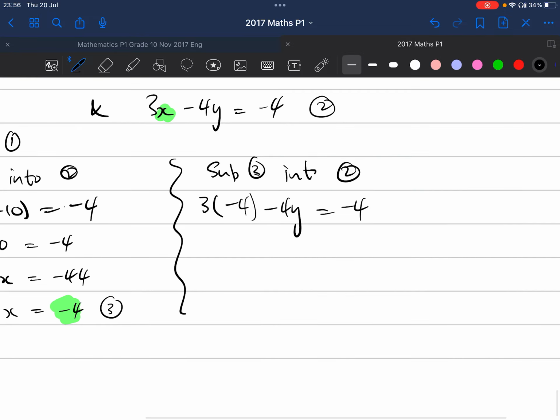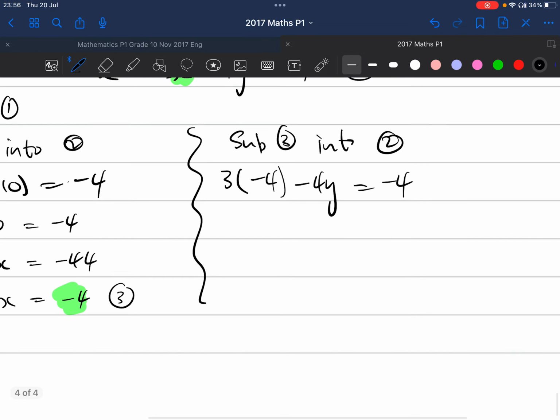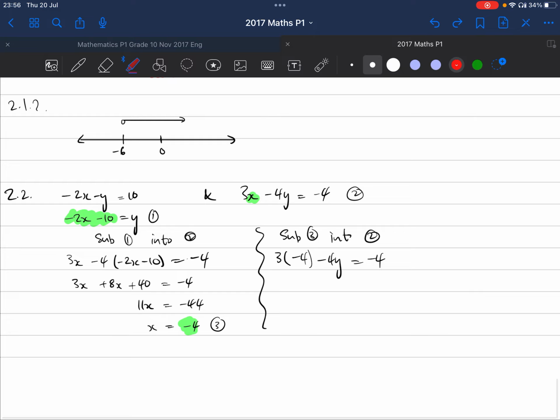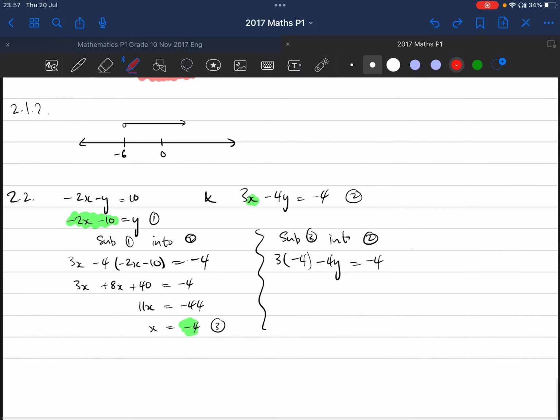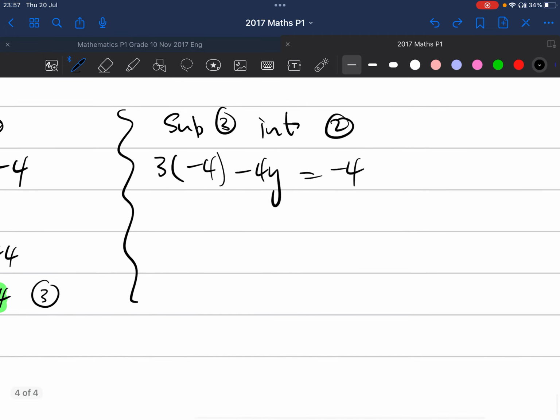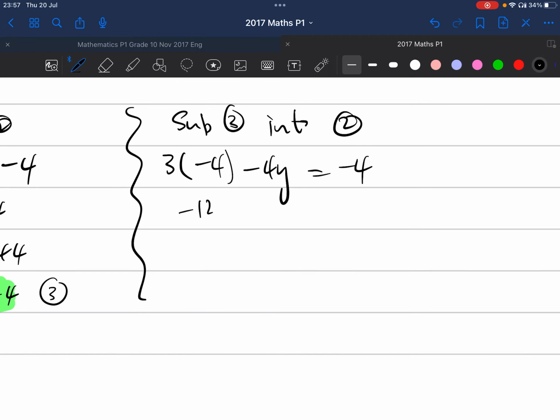And so with that I'll get... oh, and by the way, you can substitute equation number 3 into either of the equations. It doesn't matter. I think it would have actually been easier to go into that one, but it doesn't matter now. We'll just carry on. So we'll have minus 12 minus 4 equals minus 4y here.